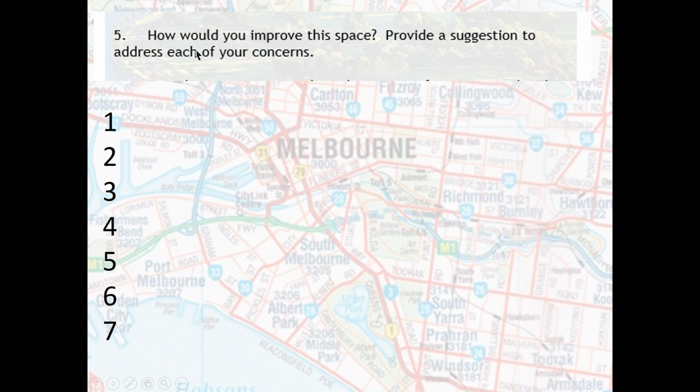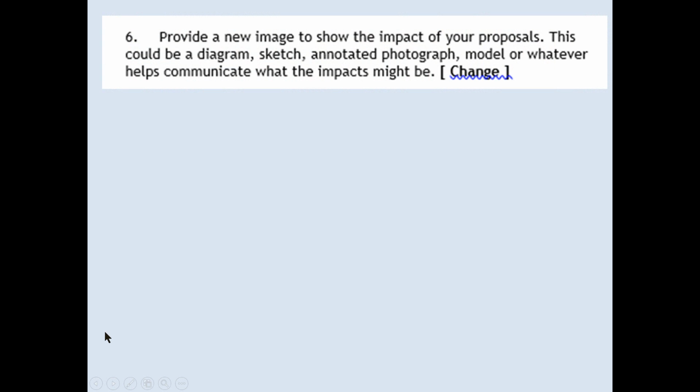The next thing to do is, for each of those concerns, you need to suggest any improvements that you think could be made. So provide a suggestion to address each of your concerns. And now that you've got your areas that you wish to improve, your suggestions, provide a new image to show the impact of your proposal. Maybe even drawing or sketching, or use that photograph or model or whatever you want to help show how your suggestions have made that part of your community far more livable.